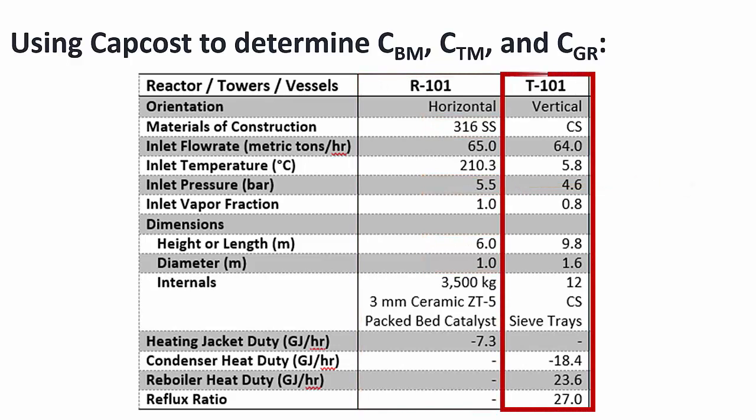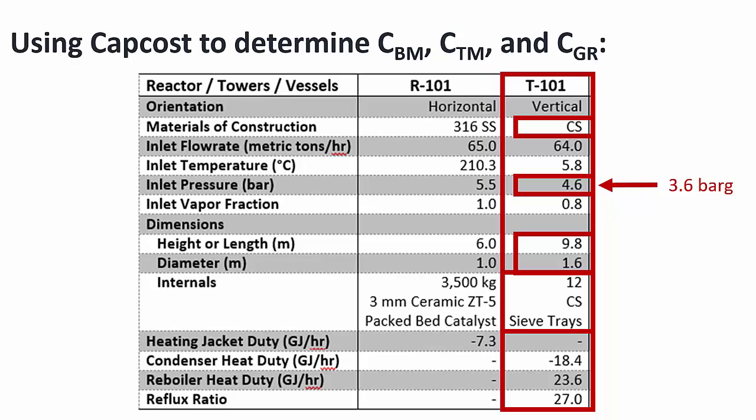For the tower, its materials of construction are carbon steel for the cylinder. It has an inlet pressure of 4.6 bar, that is 3.6 bar gauge, and this is the height and diameter of the tower. It also has 12 carbon steel sieve trays.